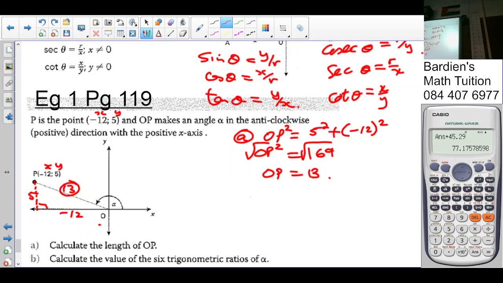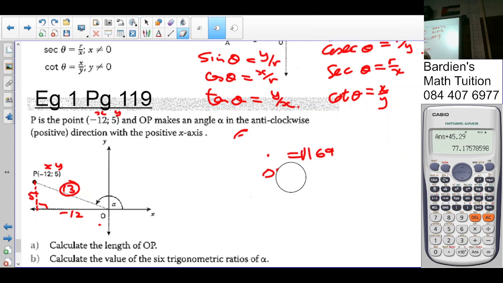Now it says calculate the value of the 6 trigonometric ratios of alpha. What are they talking about?